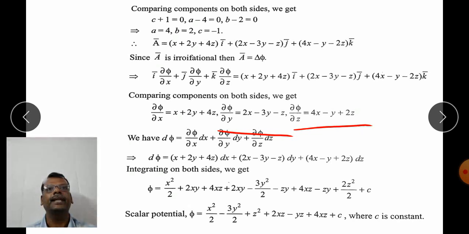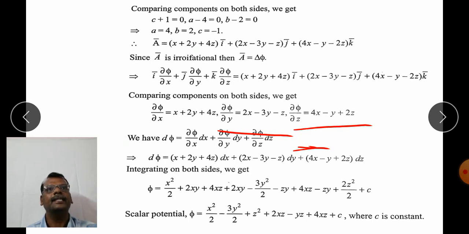We have to find the total differential dφ is equal to ∂φ/∂x dx plus ∂φ/∂y dy plus ∂φ/∂z dz. Therefore, we have to take the values of ∂φ/∂x, ∂φ/∂y, ∂φ/∂z. Therefore, dφ is equal to (x plus 2y plus 4z) dx plus (2x minus 3y minus z) dy plus (4x minus y plus 2z) dz. Integrating on both sides, we get the value φ is equal to x²/2 plus 2xy plus 4xz plus 2xy minus 3y²/2 minus yz plus 4xz minus zy plus 2z²/2.